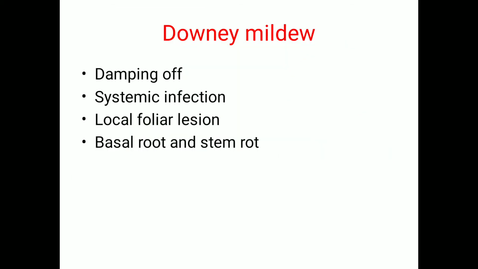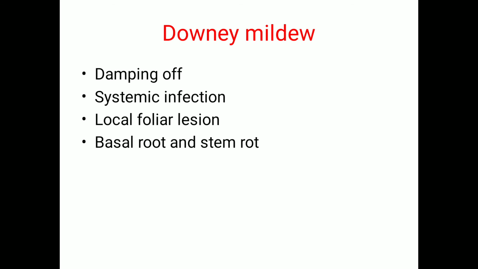Next one is downy mildew disease. So downy mildew disease is mostly characterized by different symptoms, for example, damping off, systemic infection, local foliar lesion, and basal root or stem rot. Downy mildew disease is caused by Plasmopara halstedii. The symptoms of the disease become evident mostly at the seedling stage and mostly at the damping off stage also.